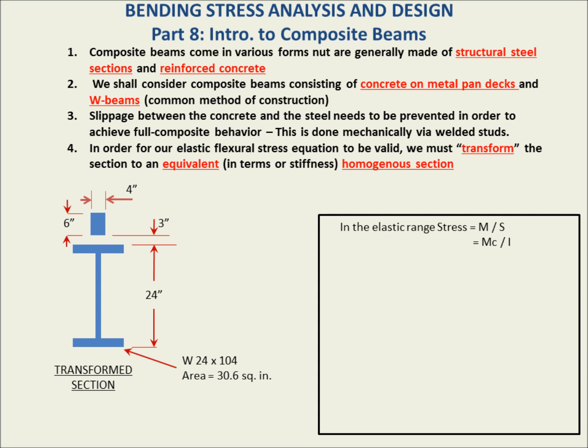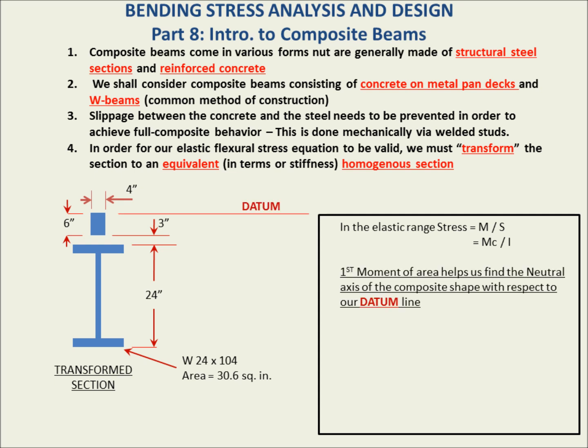Now the question is, what is the center of the composite shape? What is the neutral axis of the composite shape of the wide flange beam plus the equivalent steel section which we created from the concrete, which again is 4 inches wide, 6 inches deep. There's a 3-inch gap between the bottom of that section and the top of the wide flange section, and that is basically the depth of the bottom flute of our corrugated metal pan deck.